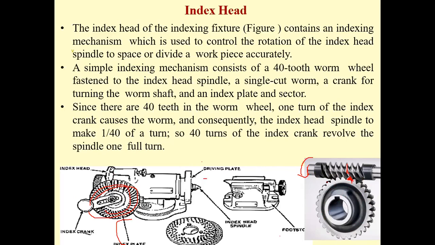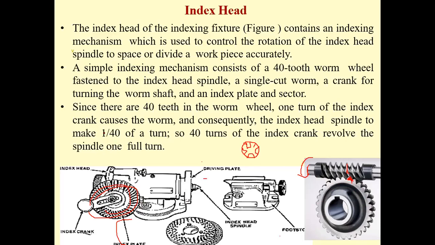Like this, the number of divisions we want determines the number of rotations we make. For example, if you want to divide the indexing head spindle into 4 parts, or 6 parts, or 8 parts, you need 8 teeth or 4 grooves cut in this circle. So we need to divide this circle into 4 equal parts. What do we need to do? One rotation of this crank moves only 1/40th.